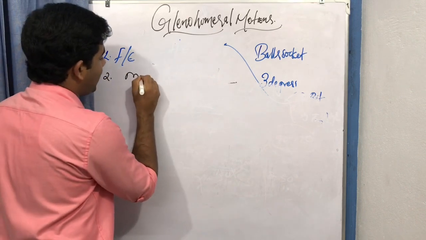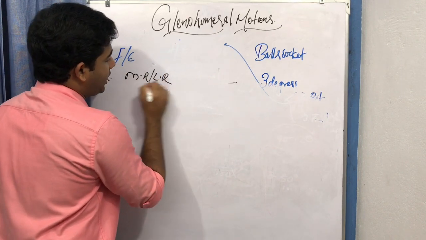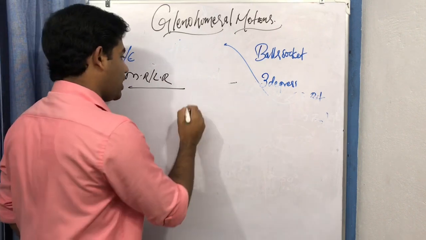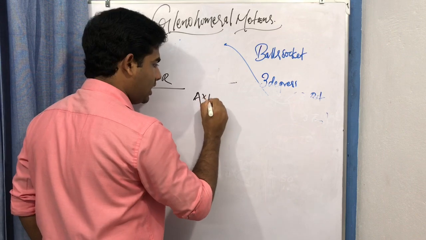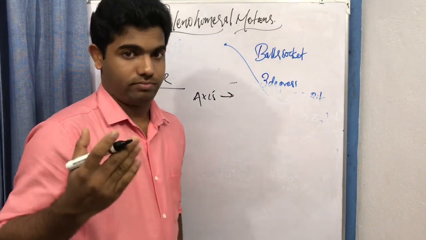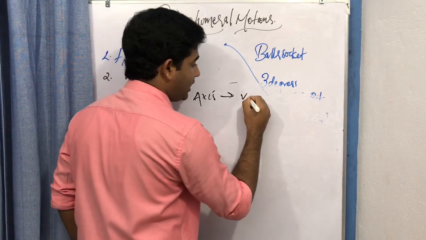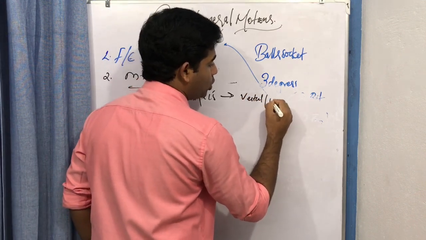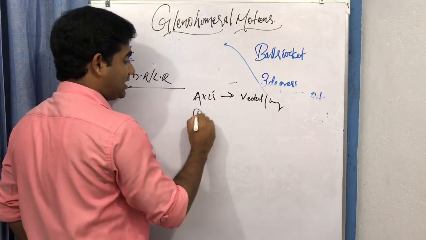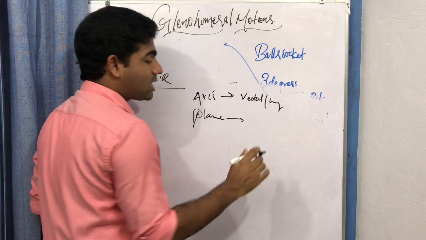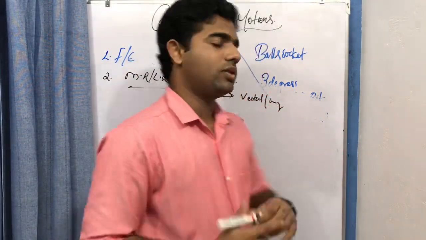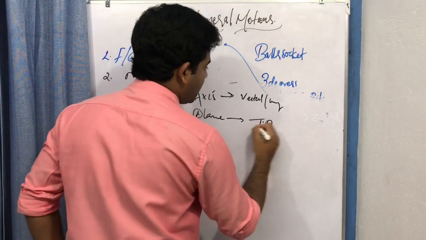Right now, let us move on to the second motion, that is, medial rotation and lateral rotation. Always the same strategy, which helps you to understand and correlate easily. Which is the axis for rotatory movements? Definitely that is the vertical axis, or the longitudinal axis, or the y-axis. And what is the plane for that same movement? The rotatory movements happen in the transverse plane.